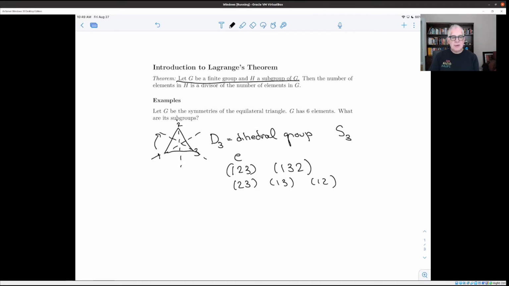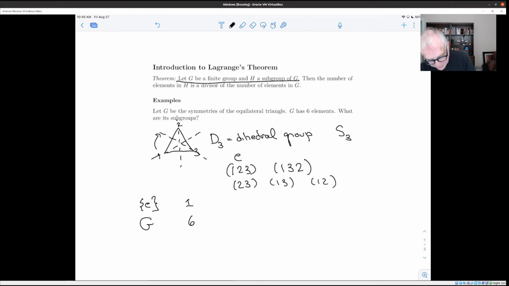Well, we can start by looking at the obvious subgroups that we see. The first is the trivial subgroup, which just contains the identity element. Never forget about that one. That has 1 element. Then there's the group itself, which has 6 elements. A group is a subgroup of itself. And of course, 1 is a divisor of 6 and 6 is a divisor of 6. This isn't very interesting, but it's consistent with what we want to be true.